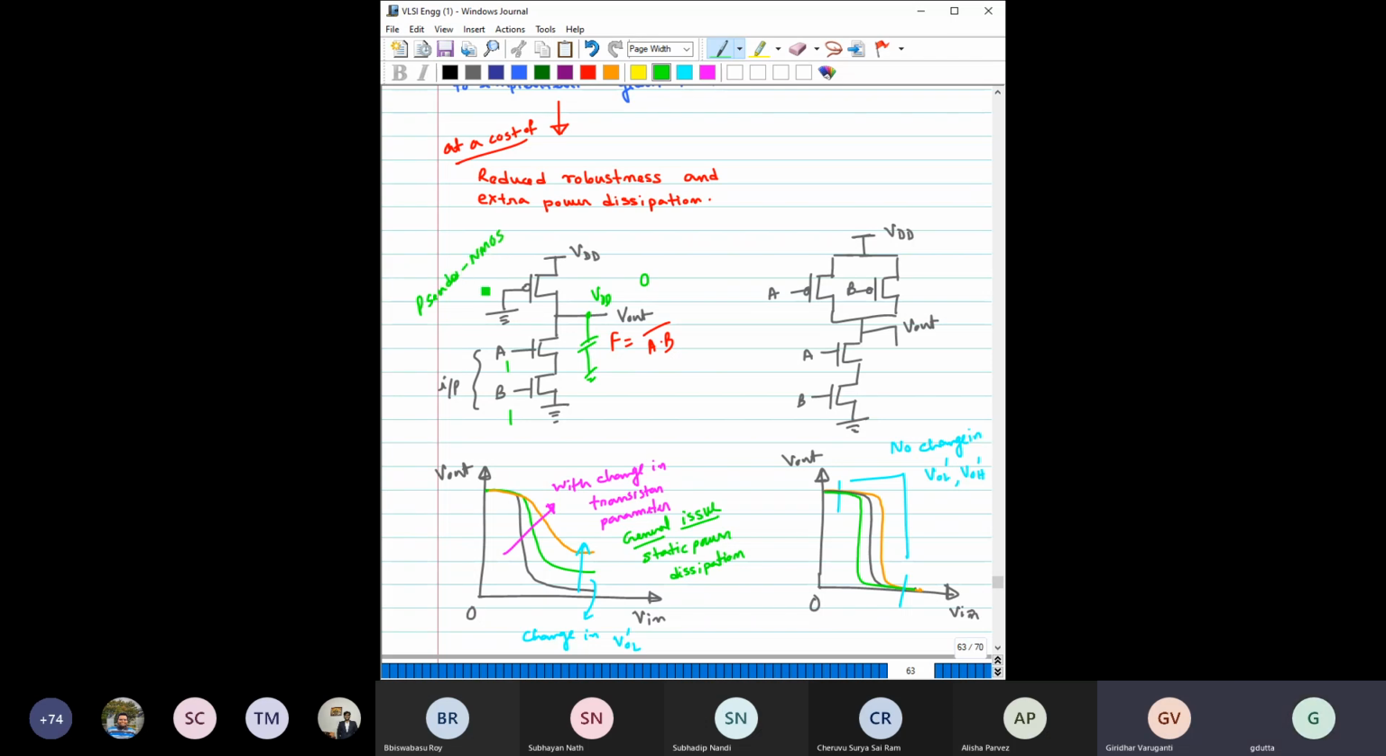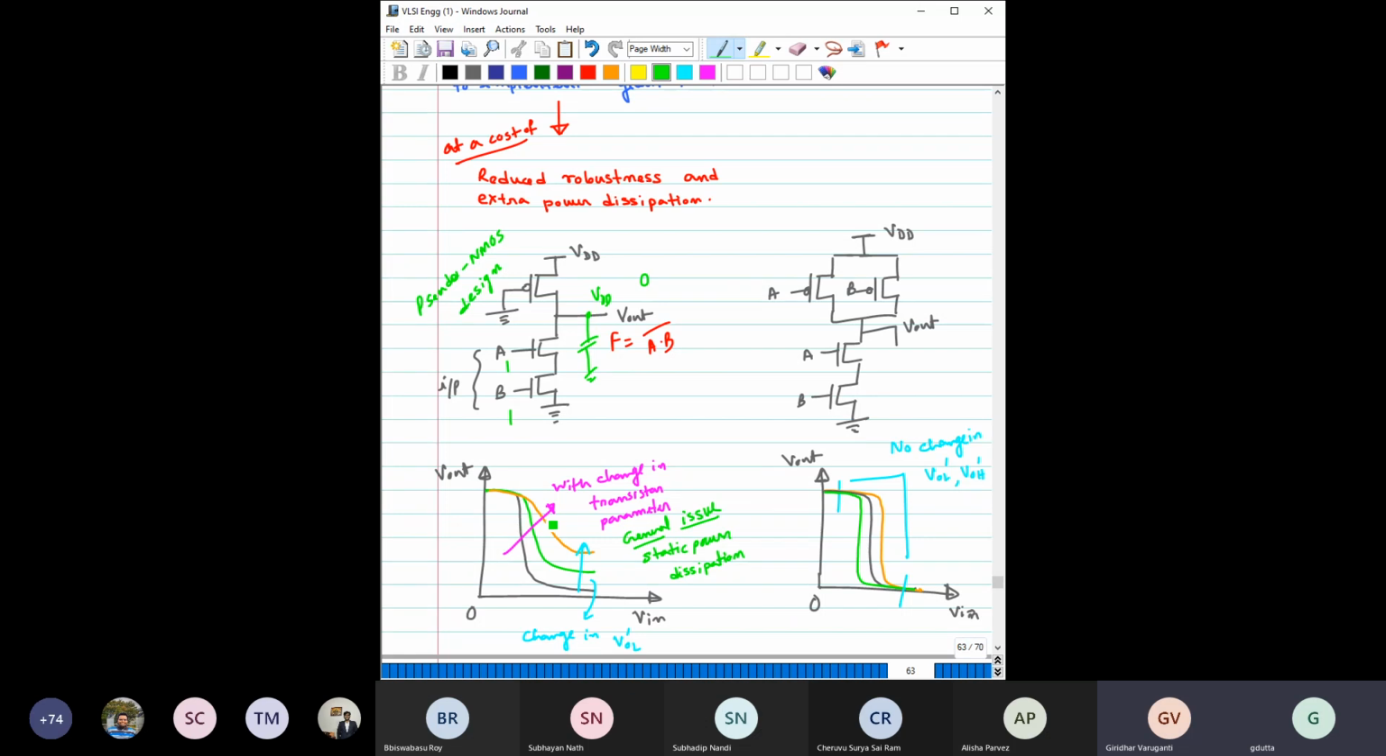Pseudo NMOS design. This type of logic design is called pseudo NMOS logic design, where as a pull-up network you use a PMOS with its gate grounded. So what is going to happen here? Basically you have connected like this.